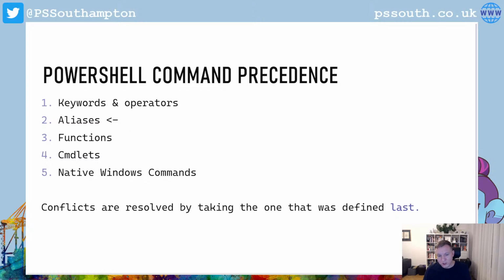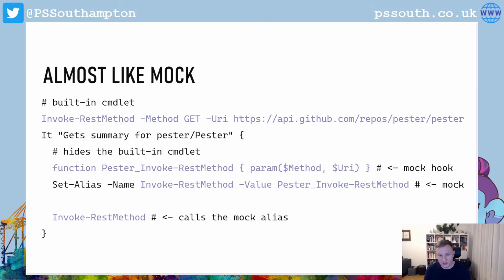And so what we do is that we rely on aliases being second, and we cannot mock if because that's first. And we will do something like this. We will look at Invoke-RestMethod. We will look at the definition of that function, get the parameter set, get all the info. We will define another function with the same parameter set, which is called Pester_InvokeMethod something something something. And we call that a mock hook, if you ever hear me mention that.